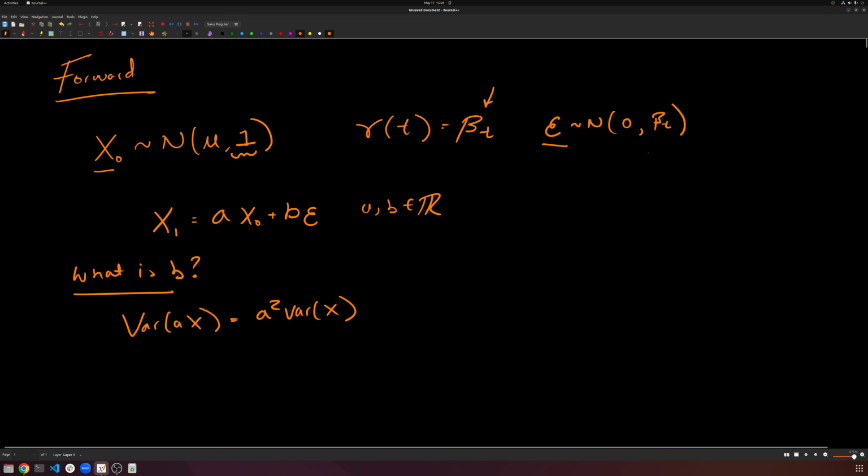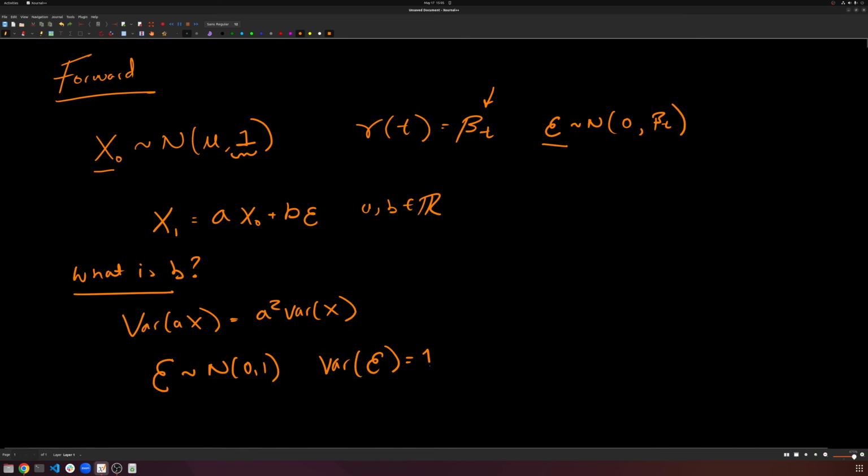Now, the way we typically do this isn't starting here. We're going to say epsilon is normal 0, 1. Let's just keep it simple. It's normal 0, 1. But what we want is normal 0, beta t. So how do we get there? Well, right now the variance of epsilon is equal to 1, we want the variance of epsilon to equal beta t. That's what we want. So let's just go ahead and use our formula, right?